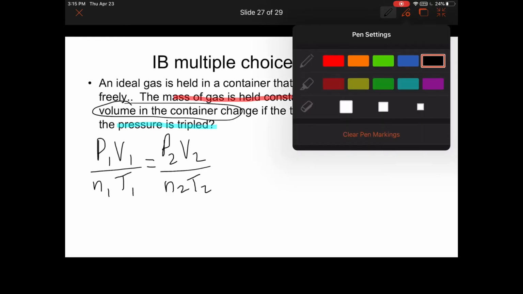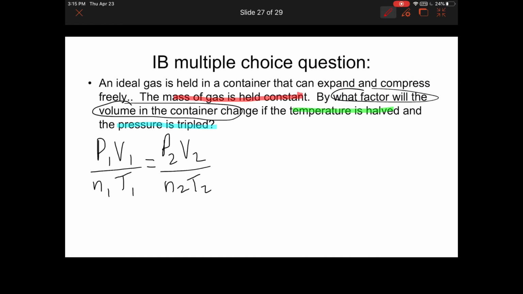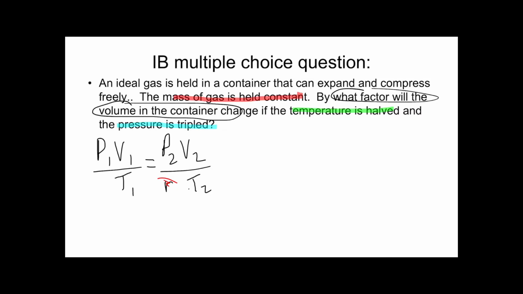First thing is the easy thing. The mass of the gas is held constant. Anytime you have something constant, you can basically just eliminate it. I'm going to go ahead and erase it, make it look even nicer. The reason you can cross that off, just imagine subbing in a value there. If you knew you had 5 moles of gas and it didn't change, well, having a 5 on each side of your equation in the denominator will not change your result.